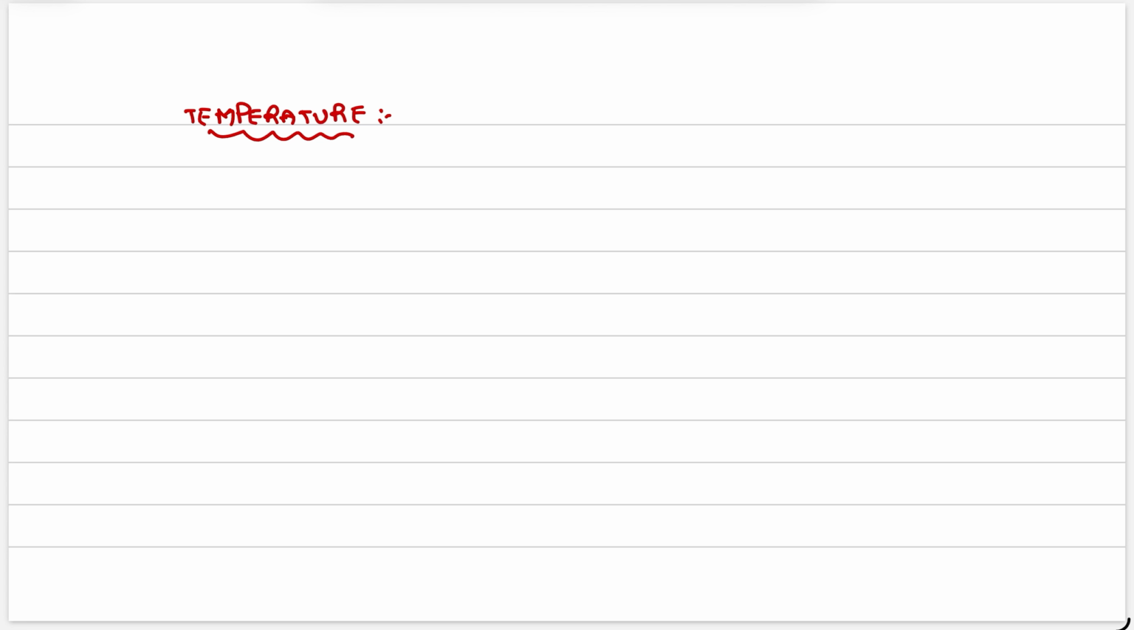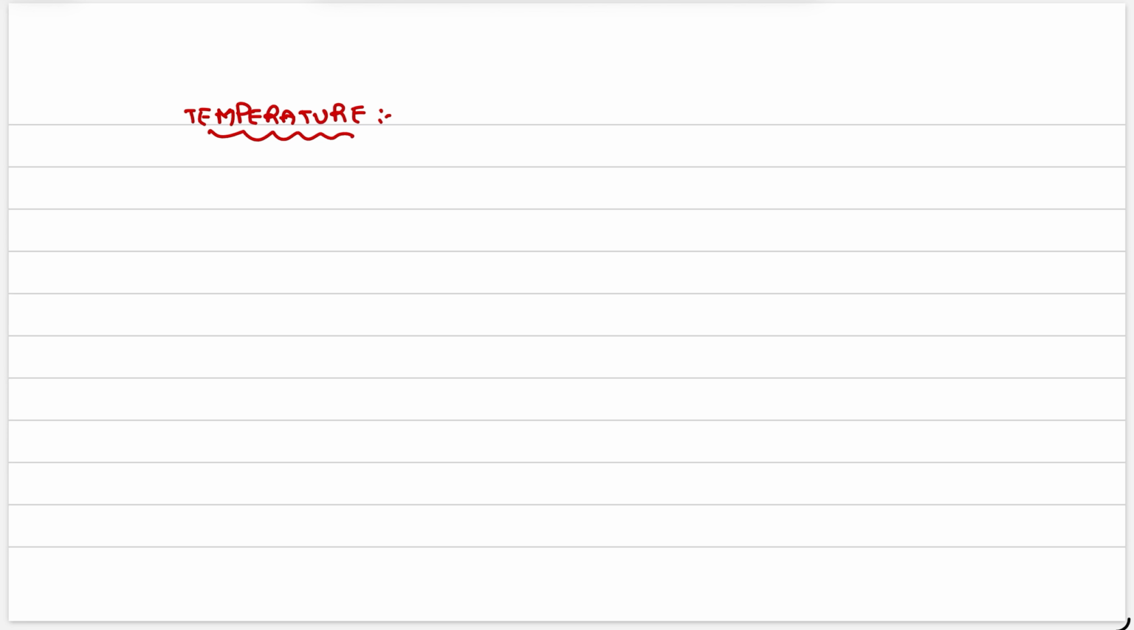Temperature is the field with reference to some reference frame. Physics is full of references.